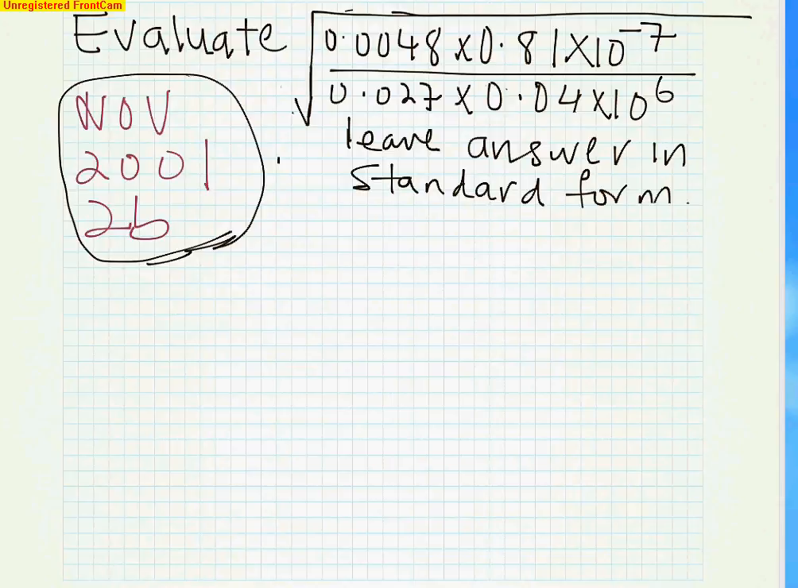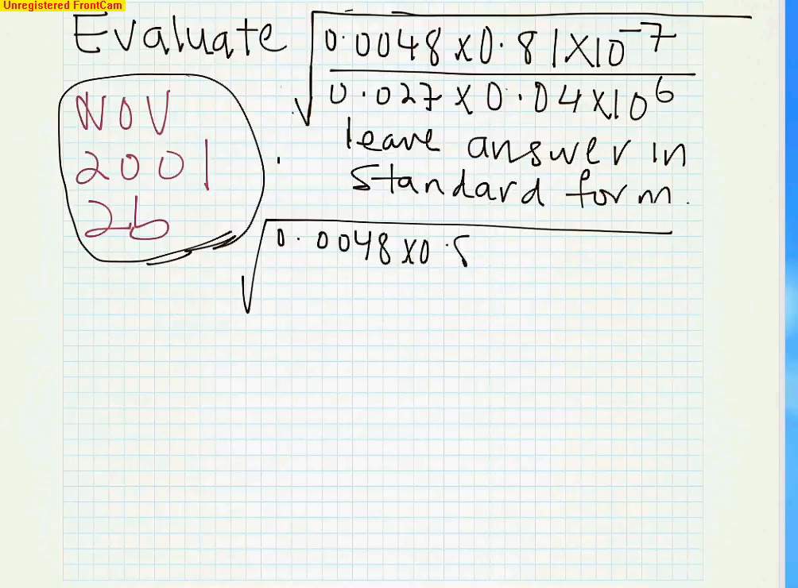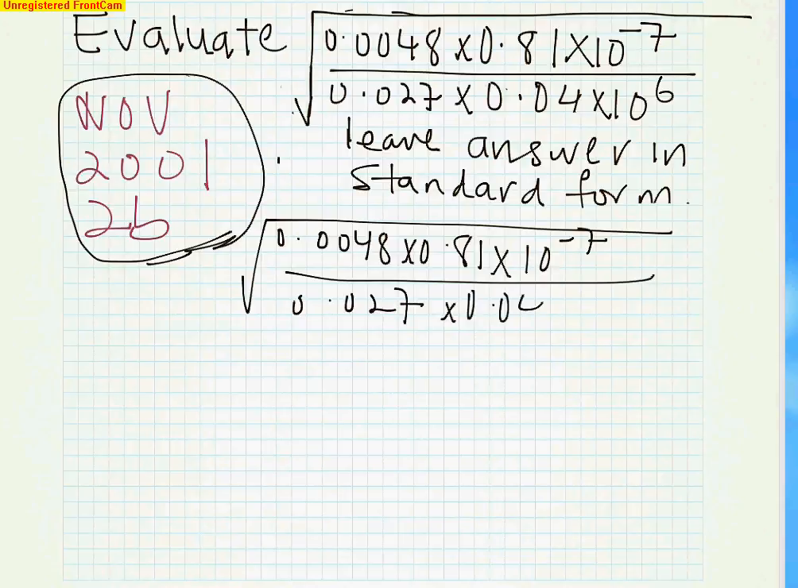So what I'll do is, it's always good to write the question again, not all the question, but at least the expression they want you to evaluate. So I'll say the square root of 0.0048 times 0.81 times 10 to the power negative 7, divided by 0.027 times 0.04 times 10 to the power 6.